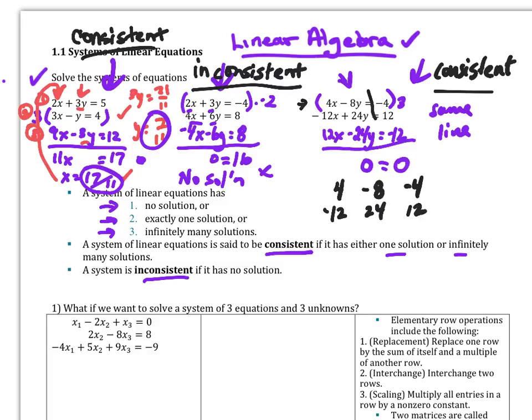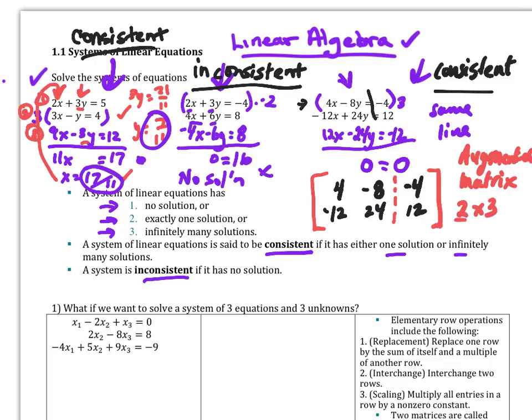Augmented matrix, I learned it with this little dashy line here. That represents the equal sign, so I'm consistent on my x, y, and my constant term. This book does not use those dashy lines, so you just got to know that it is an augmented matrix. And we have dimensions here. The dimensions would be a 2 by 3. This is the number of rows.